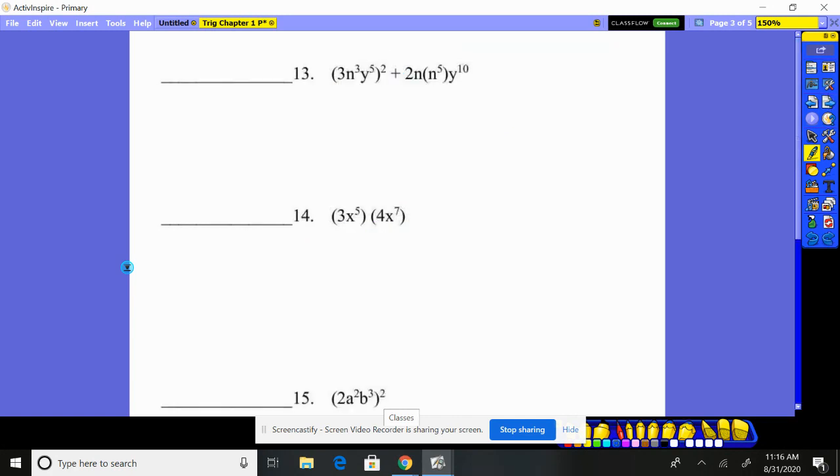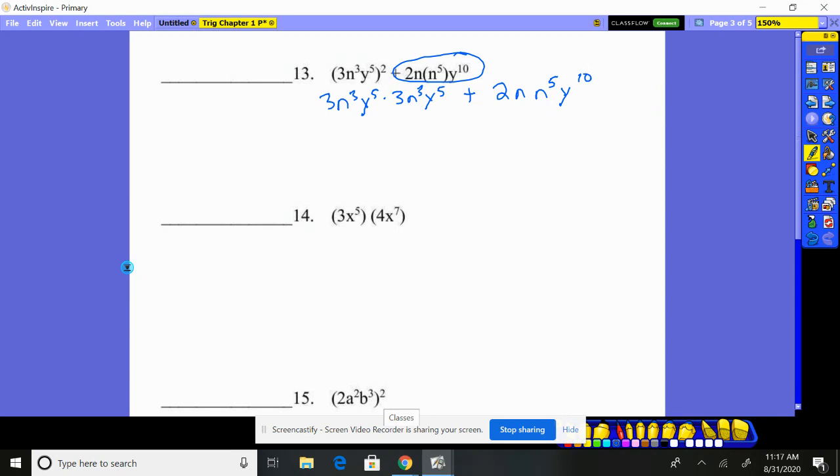Let's look at 13. 13 says to do that whole thing squared plus 2n times all that. Okay, so we have 3n cubed y to the 5th times another 3n cubed y to the 5th. Then we have plus all this right here. Now, notice that doesn't really say anything other than 2n times n to the 5th. Well, n to the 5th is by itself, so you really don't even need those parentheses. So this is just 2n to the 5th y to the 10th.